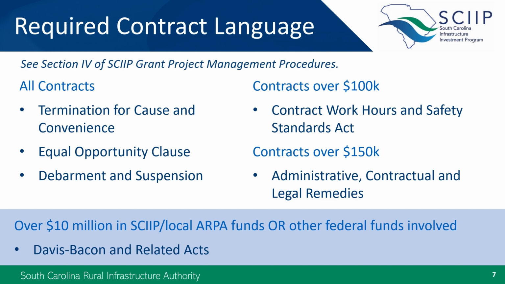to contractor failures. And finally, the Davis-Bacon requirement in the shaded section at the bottom will apply to very few SCIIP projects. If you're using local ARPA funds in conjunction with a SCIIP grant, and the combined total is over $10 million, or if you're using any other type of federal funds, you should check into whether this requirement applies. Several of these provisions are reviewed in more detail in the Federal Requirements section.